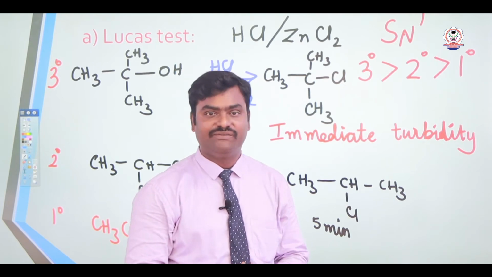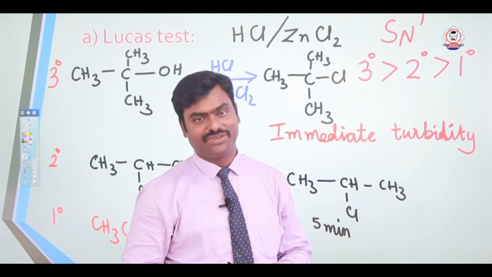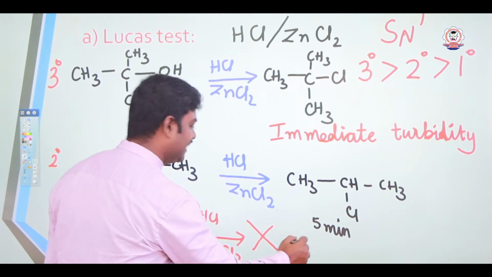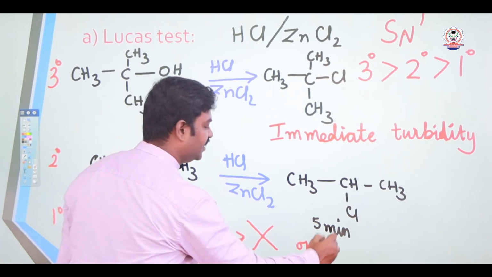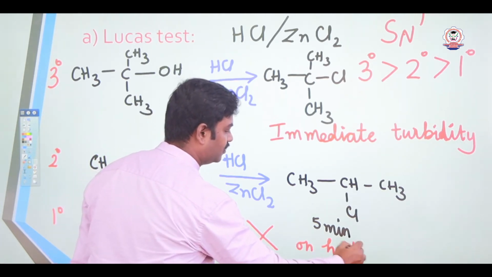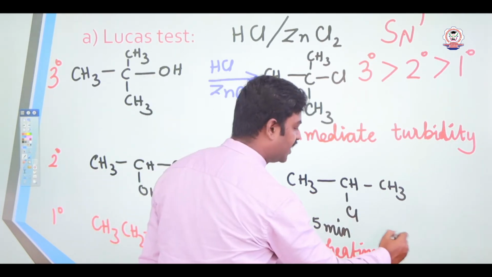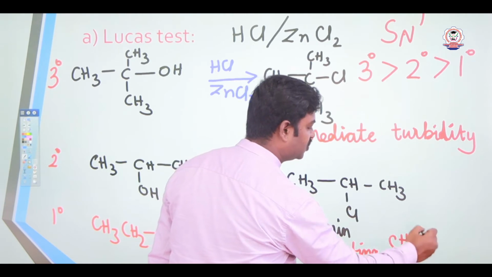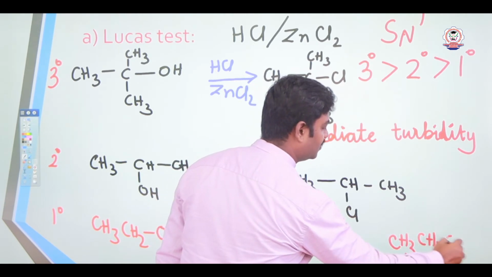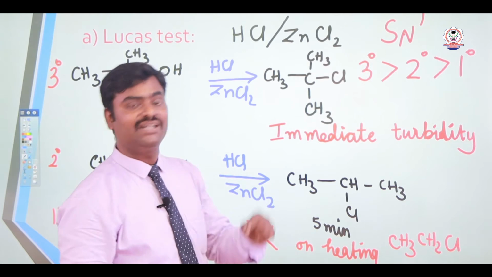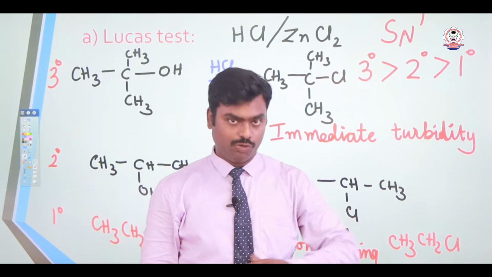Okay, but when you heat the mixture, you will get the product. So on heating, you will see the turbidity. On heating, you will get the product, that is nothing but CH3, CH2, Cl. So you will get the turbidity after heating only, not at room temperature.